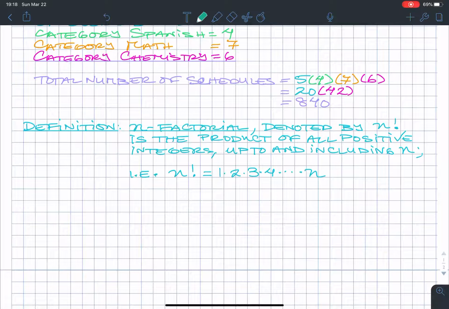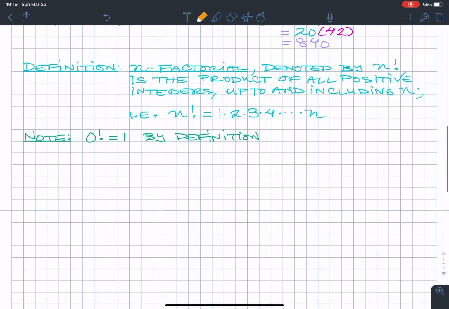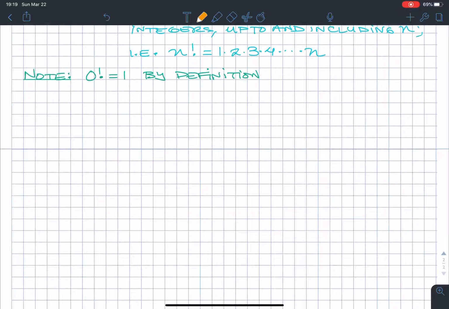Okay, so let's note something about the factorial, because it wouldn't be math if we didn't make you suffer a little bit. We define 0 factorial to be 1, even though mathematically you might say that doesn't make sense, and it doesn't. But we define it this way in math. It's just something we have to accept. So let's consider the following.